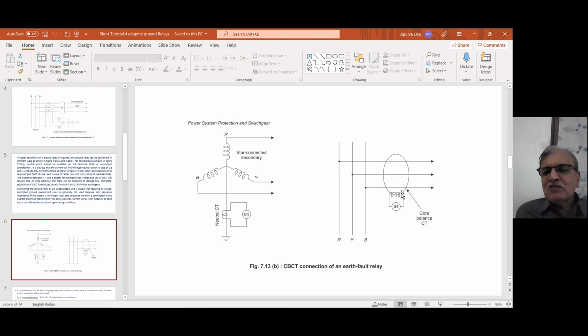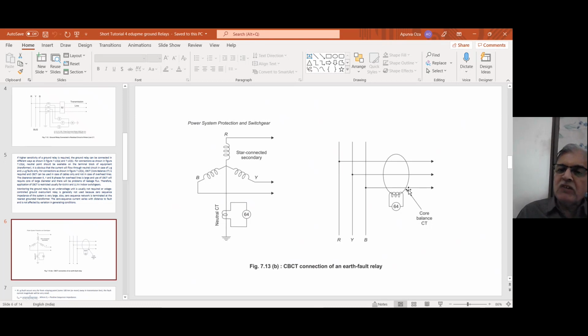But the problem is you can have a CBCT only with cables, not with an overhead transmission line. Because for a 66 kV transmission line also, the distance between R, Y and B phases is some 1.5 to 2 meters. Right. So if it is a horizontal configuration, between R and B it will be some 3 meters, and you have to have a core. The core diameter should be more than 3 meters. This I am talking for a 66 kV line.